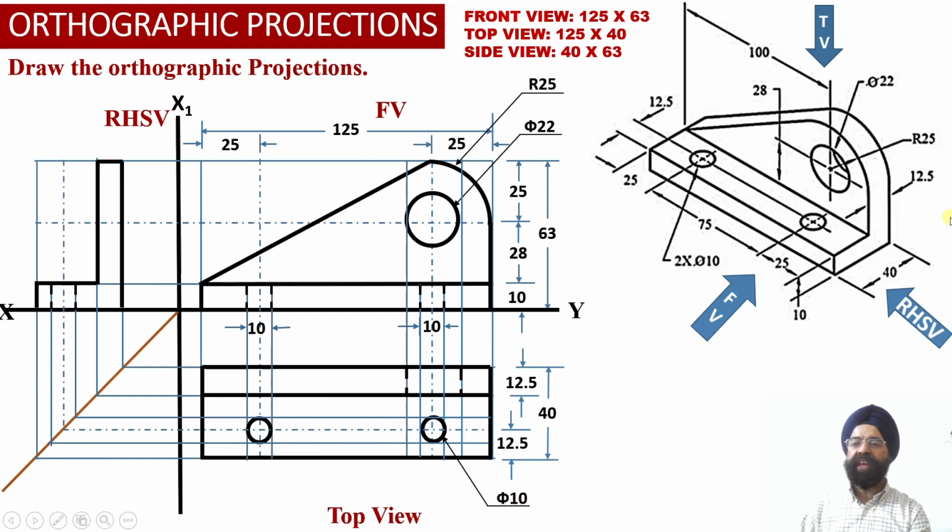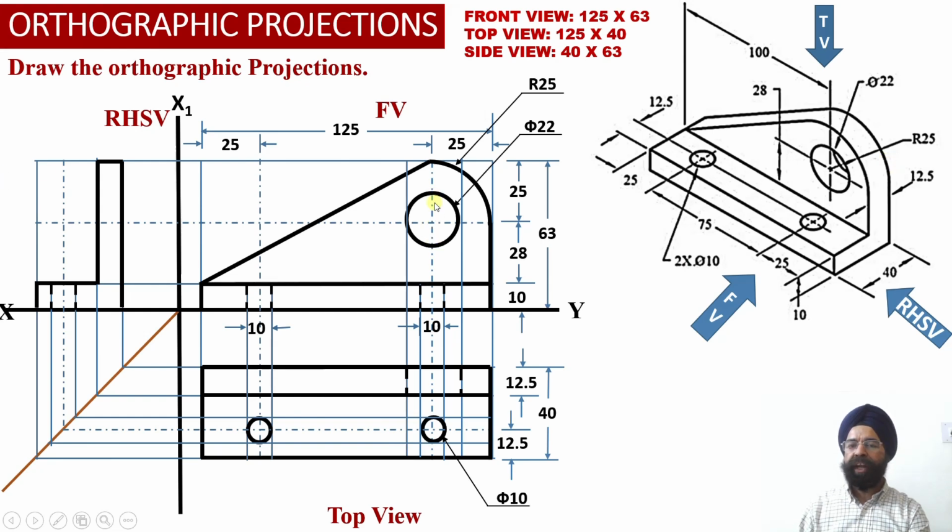Now another thing we can observe: the vertical web is also carrying a circular hole over here, which has a diameter equal to 22 millimeter. But once again, this hole is not visible to the observer because this hole has been covered by this portion of the solid over here. So once again, we are going to obtain hidden line or dotted line projections into the right hand side view projection over here.